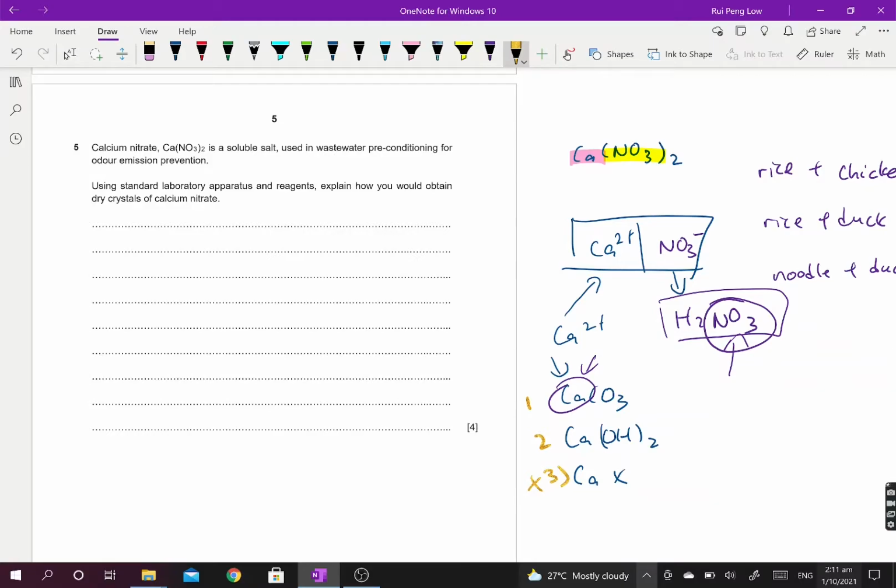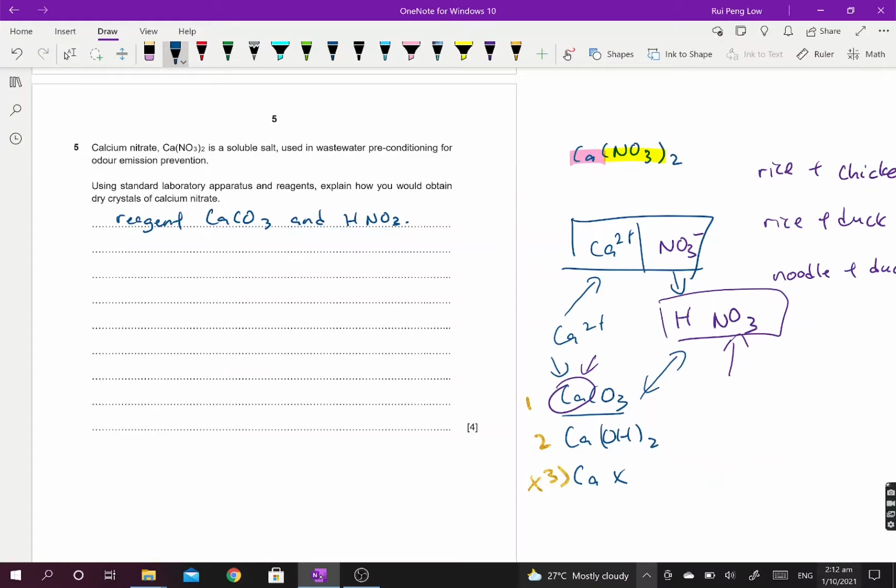Your answer may be different, so I will spend a little bit more time to explain why the answer will be different. So let's say now I choose calcium carbonate and nitric acid as a combination. So the reagents will be your calcium carbonate and nitric acid. Okay, these are commonly found in your lab.